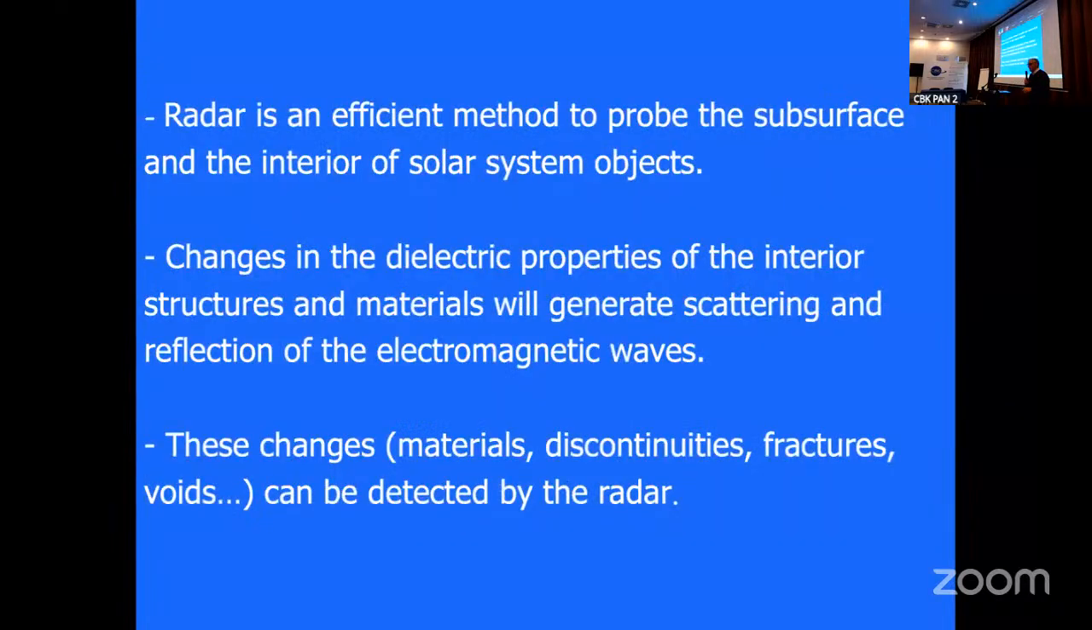And why is that? Because radar is a really efficient method to go to the interior of a solar system object. Its signal responds to changes in electric properties, which means that if you have some layering with different electric properties, we observe it. We can measure the detection, scattering, and reflection of the electromagnetic wave. And this is the principle of the radar.